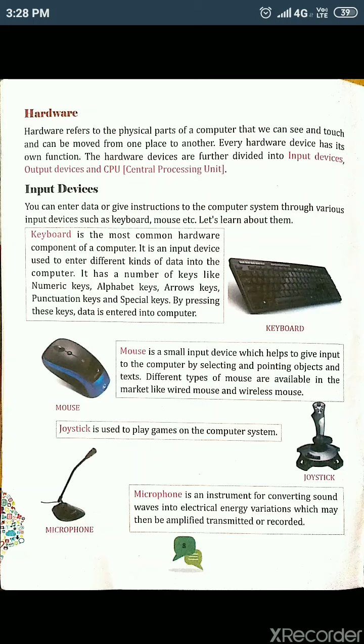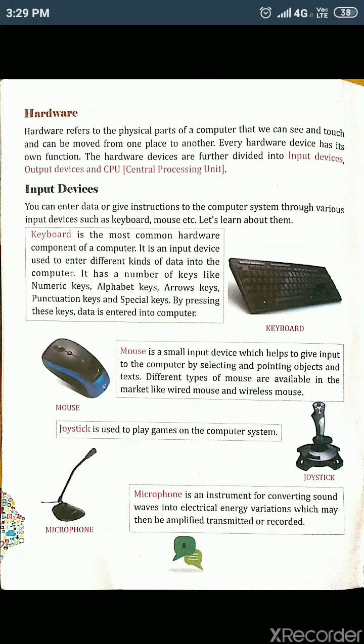The hardware devices are further divided into three parts: input devices, output devices, and CPU, the central processing unit. First, input devices. Input devices are the devices that are used to enter data or give instructions to the computer system, like keyboard, mouse, light pen, etc. Now, one by one, we will read about them.